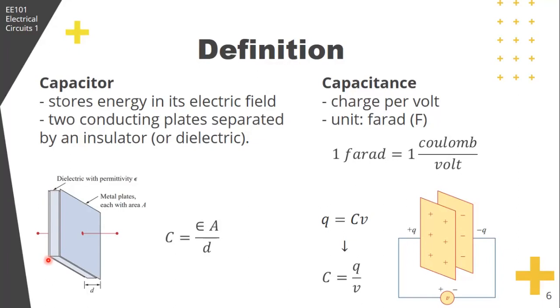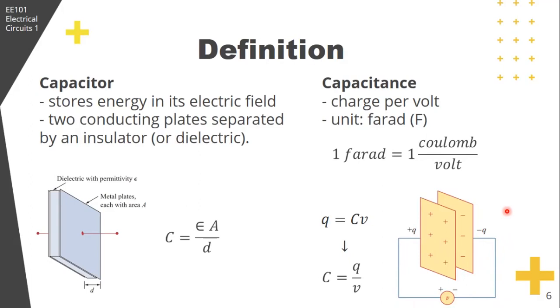In many practical applications, the plates may be aluminum foil, while the dielectric may be air, ceramic, paper, or mica. So, as long as you have two conducting plates separated by a certain distance, it will act as a capacitor. When a voltage source is connected to the capacitor, a positive charge is deposited on one plate and a negative charge is deposited on the other plate. So in this way, the capacitor stores the electric charge.